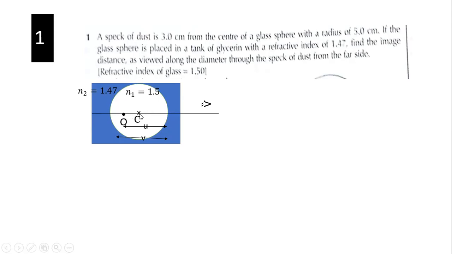And this is your radius of curvature. Radius is 5 cm. And this one is 3 cm. OC is 3 cm. That is where you are observing this dust, as the observer. So see whether you can get the answer. Just applying the formula, that's all.